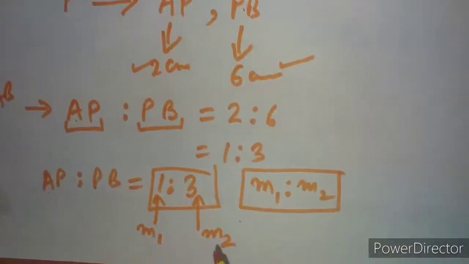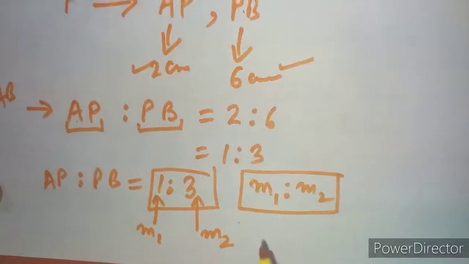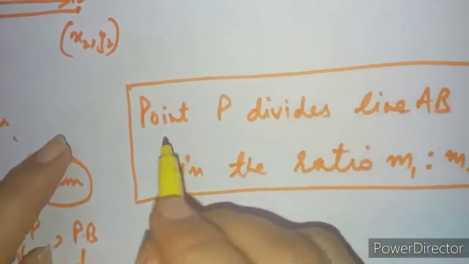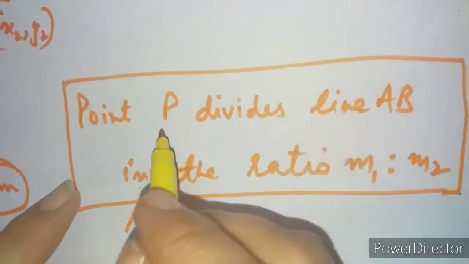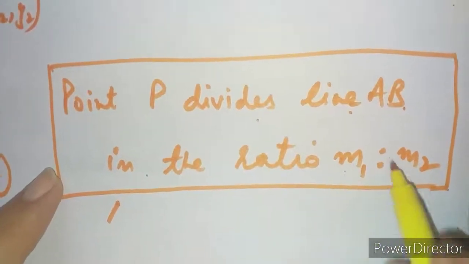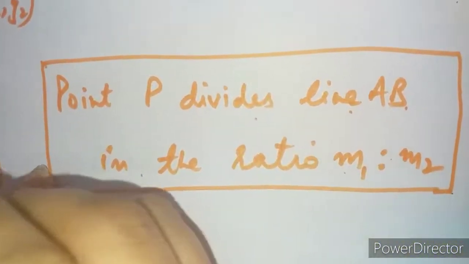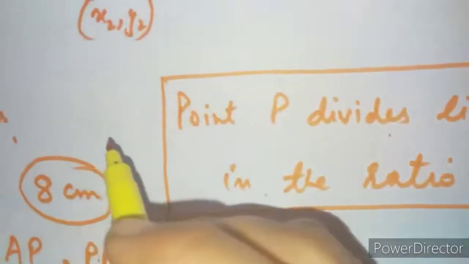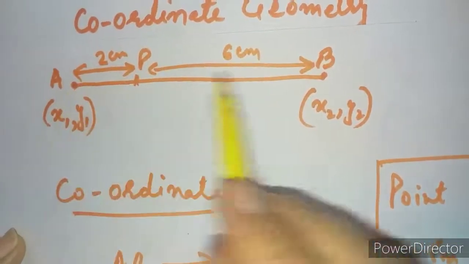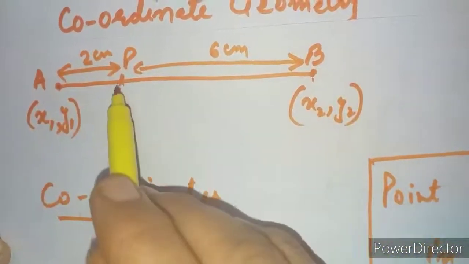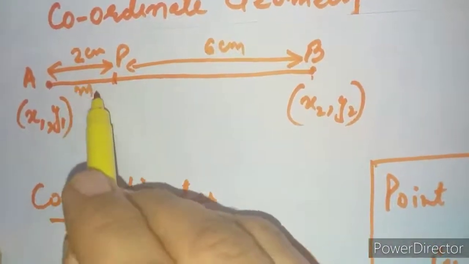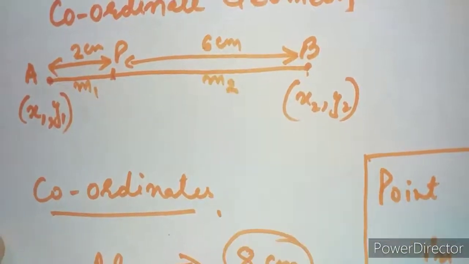So now summarizing all this, can we write here that point P, there was a point inside the line AB. Point P divides line AB in the ratio M1 ratio M2. Again check the figure with which we started: line AB is there, point P is there. Point P divides line AB in the ratio M1 ratio M2.